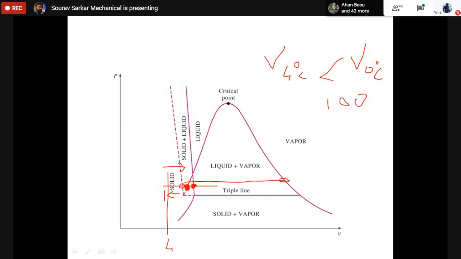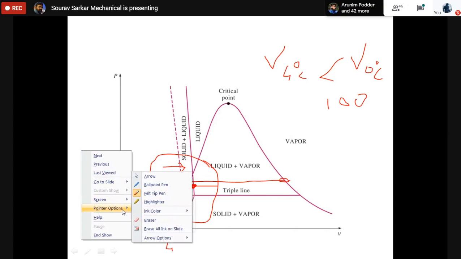So this is the anomalous behavior which is happening in this zone. This is why water is different from other substances, and there are other substances like bismuth that also follow a similar kind of behavior.